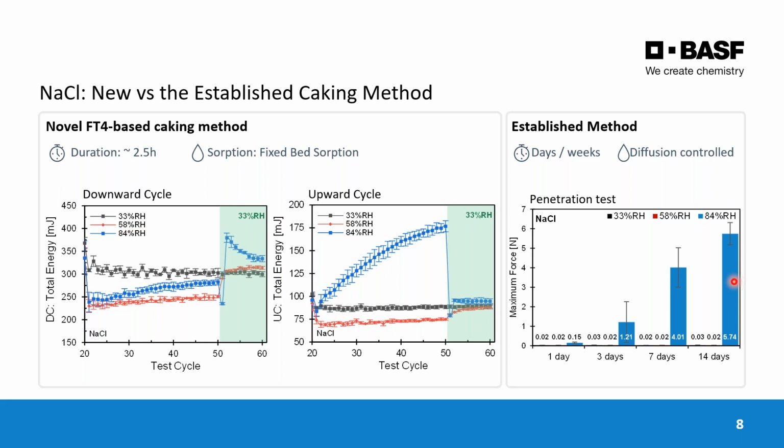So on the right-hand side here, we have the established method, or similar to. So what you can see is 33, 58, and 84%. So what we can see in the traditional test, that after one day, we don't see anything more than baseline. It takes us 3 days or 7 days to get enough caking at 84% for us to see a difference in the penetration hardness of the material. So using a traditional approach, it took us a week, let's say, and our new approach took us 2 hours. So in that sense, it's a successful way of us defining the caking propensity of this material.